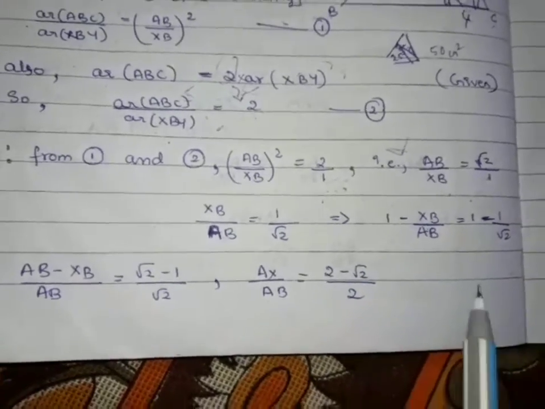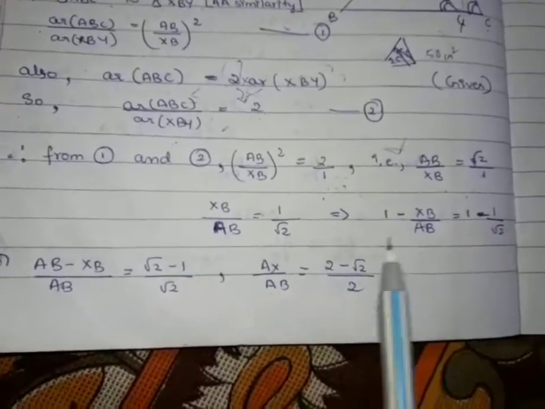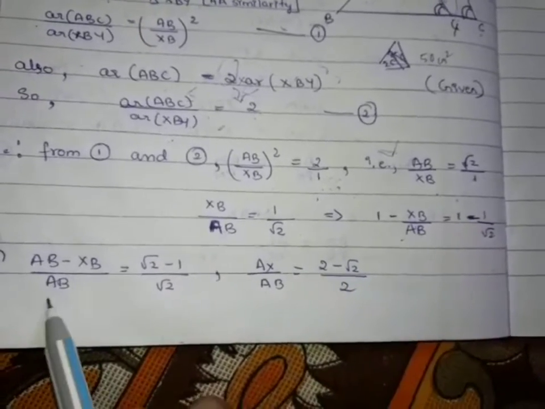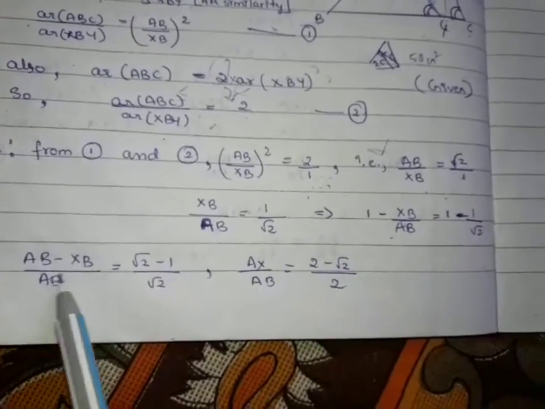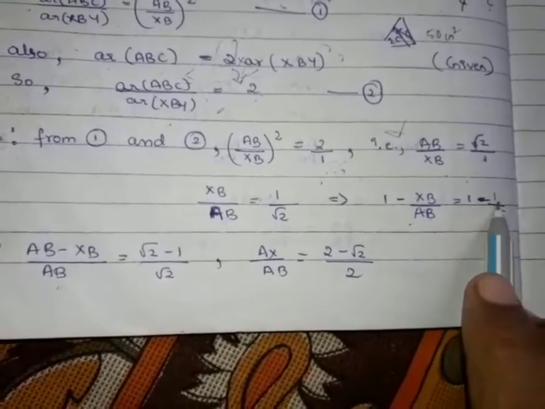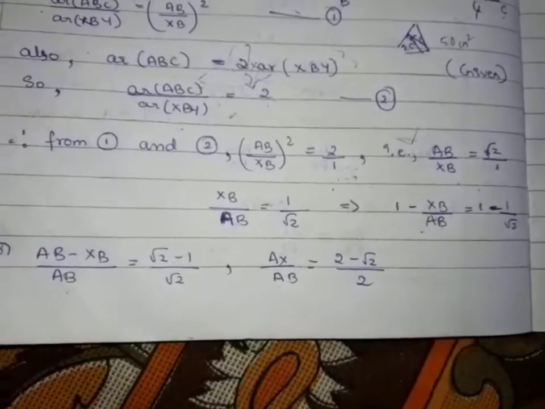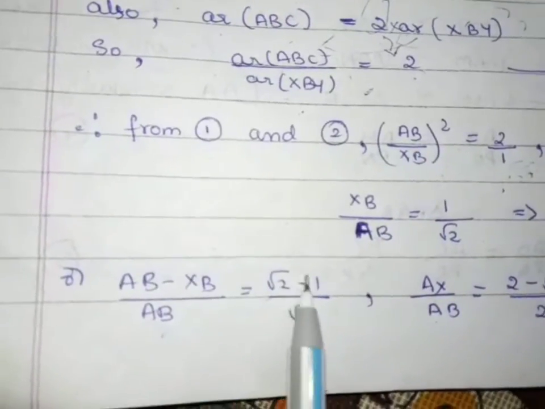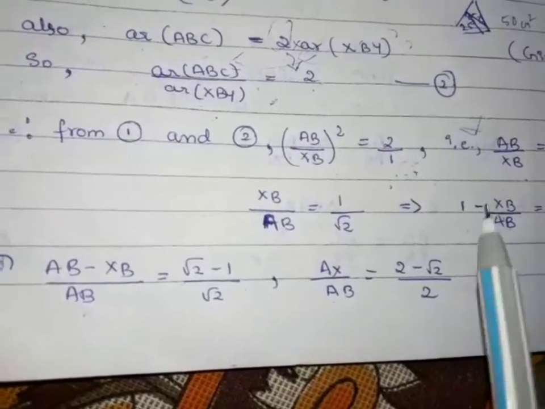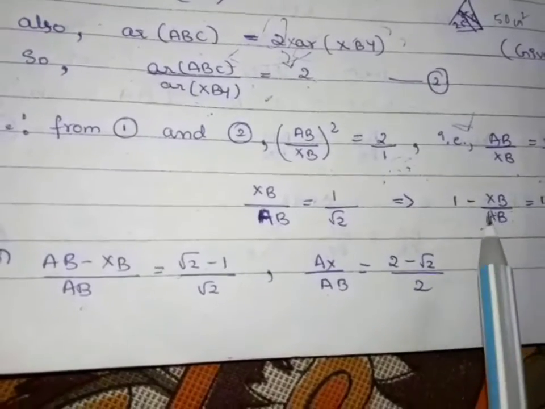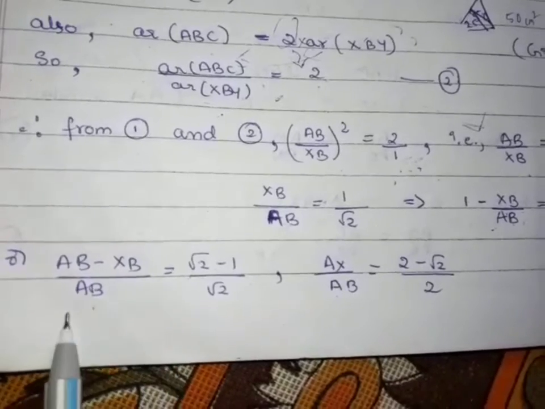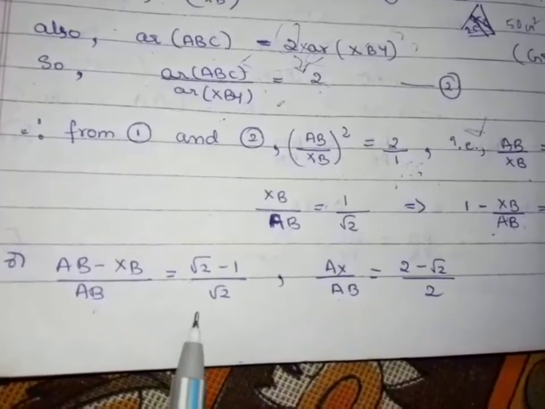Afterwards, we have to take LCM on both the sides. On taking LCM, just cross multiply this. 1 into AB will become AB minus XB the whole divided by AB is equal to, similarly here as well, root 2 minus 1 divided by root 2. This is a new equation that we get. What did we do? We have multiplied 1 by AB, because it is similar to how we take LCM. So it is AB minus XB divided by AB is equal to root 2 minus 1 divided by root 2.